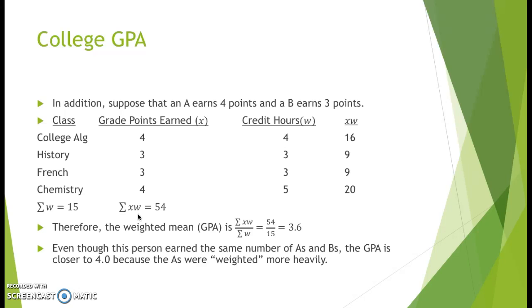Now, sometimes people think, I have the same number of A's and the same number of B's, that should put me right in the middle of an A and a B, which would be a 3.5. But notice that 9 of our 15 credit hours earned 4 points apiece. Because those classes were more credit hours, they weigh more heavily in the GPA, and when you get A's in those, it helps your GPA go up.